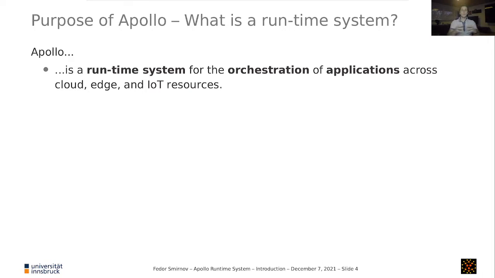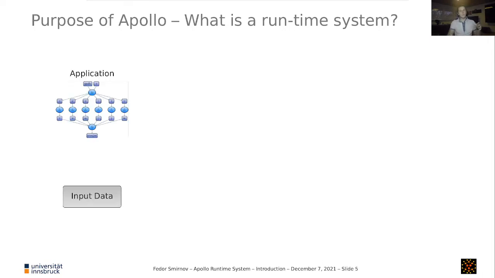So you can imagine that the overall purpose of the system is in a situation where you have an application and you have some input data that you basically can execute the application with this input data. Now, what is an application? Well, an application is something that you want to do. It consists of individual tasks, and these tasks are connected in some way.